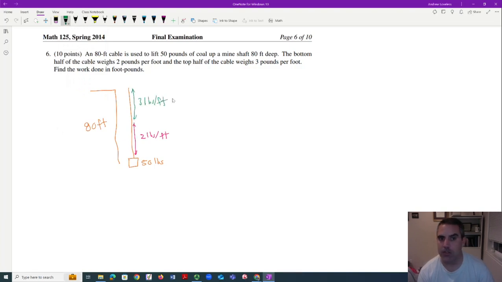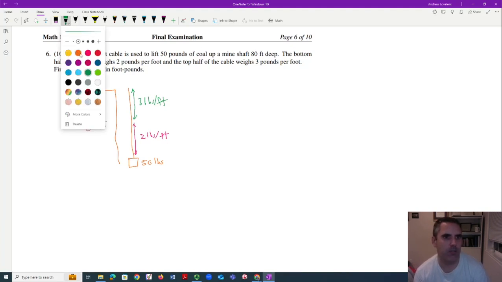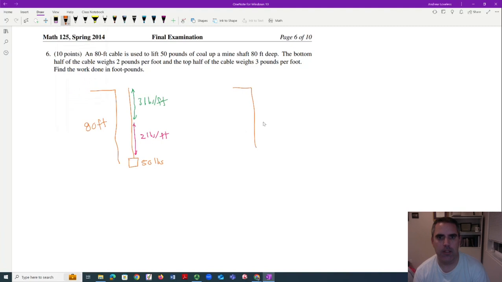That's the adaptation. It's going to lift it all the way to the top. Up to the top. Okay, so there we go. So let's draw the ending picture. So at the end, it's going to look like this.